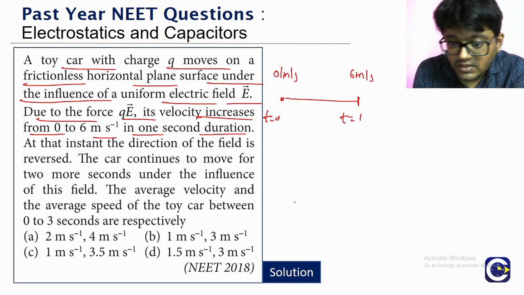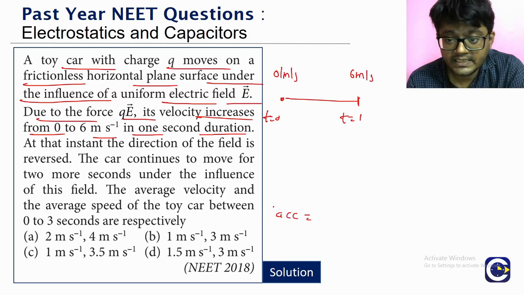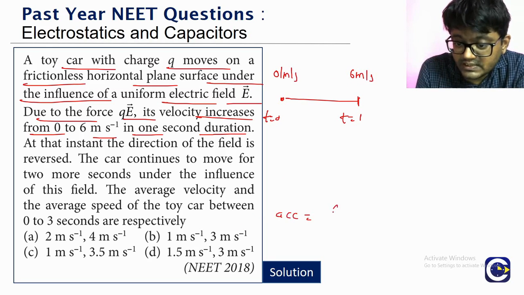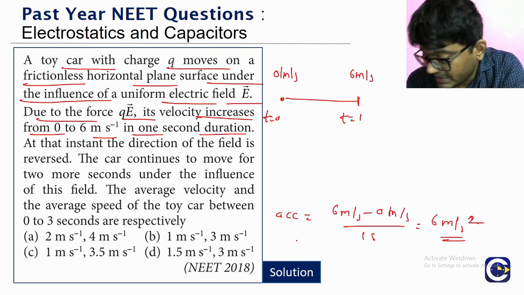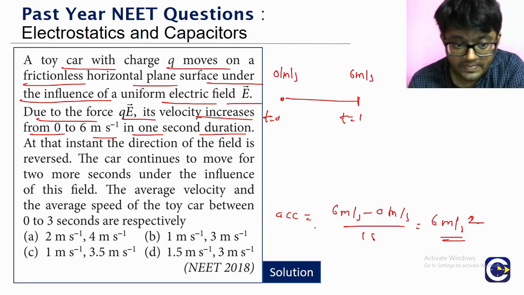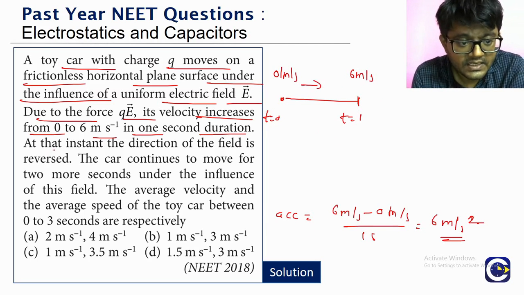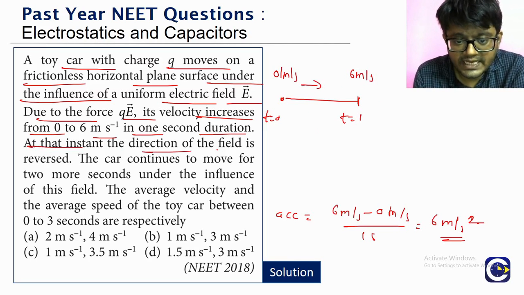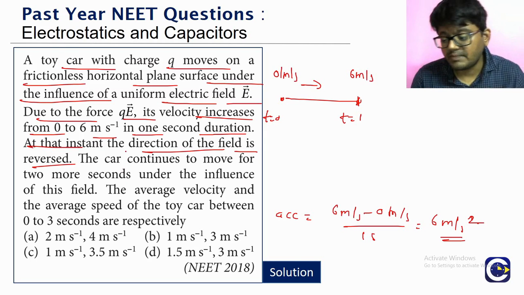Means we can find what is the acceleration that is generated. What will be the acceleration that is generated? Change in velocity divided by time taken. That is what? 6 meter per second square. So the applied electric field is developing an acceleration of 6 meter per second square. Okay. Velocity is increasing means initially the acceleration is towards the right side in this case. At that instant, the direction of the field is reversed. So it means what? At t is equal to 1, the direction of the field is simply reversed. Then what is going to happen?